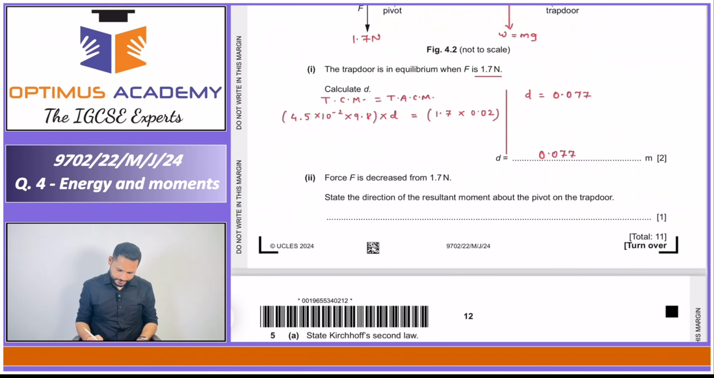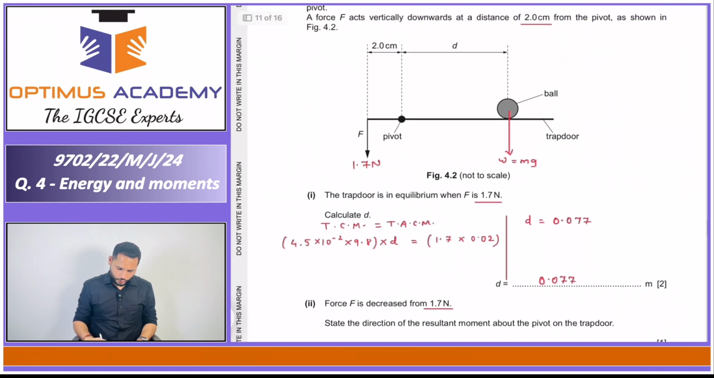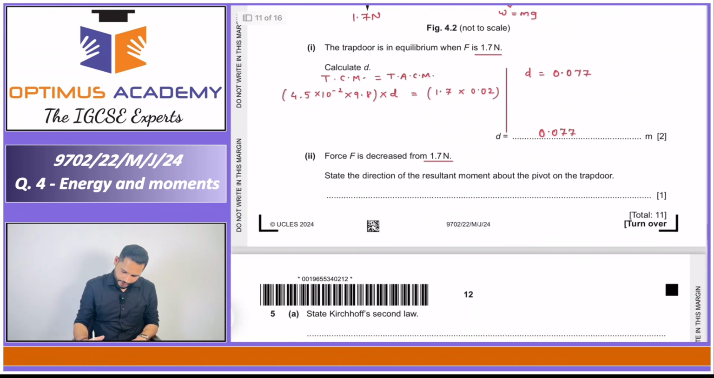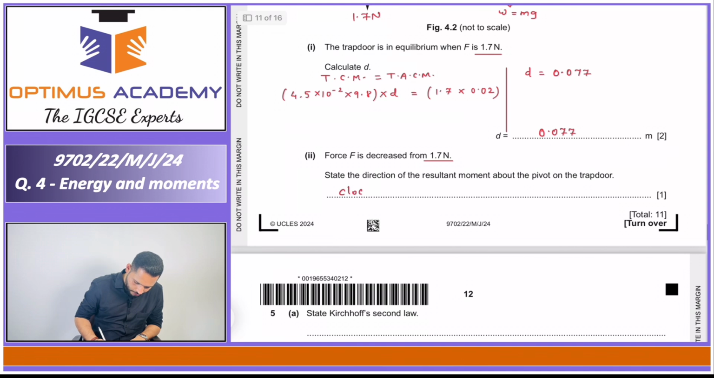Okay. Next, force F is decreased from 1.7 Newton. State the direction of the resultant moment about the pivot on the trapdoor. Now you can see, as per the conditions given in the above question, the system was in equilibrium. So if the force F decreases from 1.7 Newton, then obviously the anti-clockwise moment is going to be less than the clockwise moment, and the object is going to topple clockwise. So the direction of the resultant moment will be clockwise.